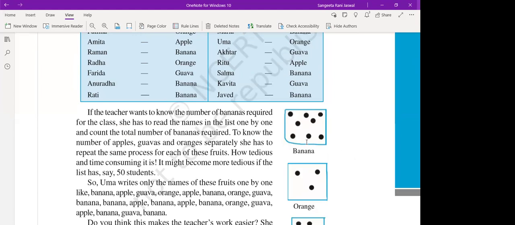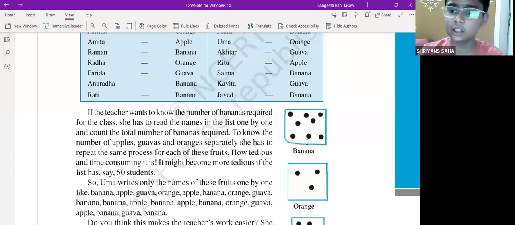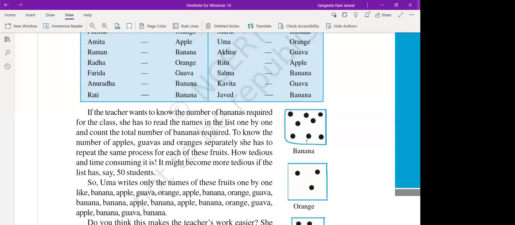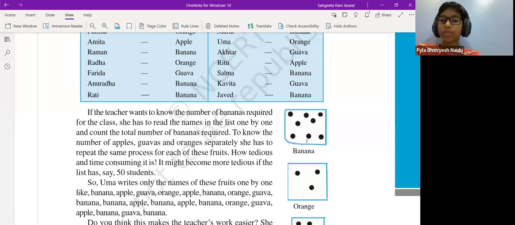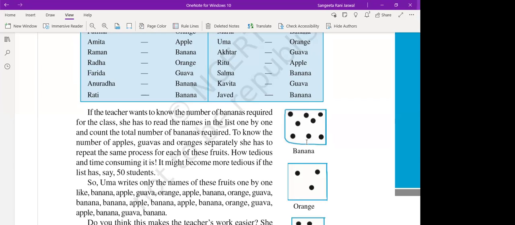We can analyze data also, ma'am. For some pictures, we can make a pictograph. We can organize the data in the pictograph form also. There's also a bar graph. So collecting the data, analyzing the data, and organizing the data. Okay. Collecting, analyzing, organizing. These are the steps that we organize the data in a systematic manner.